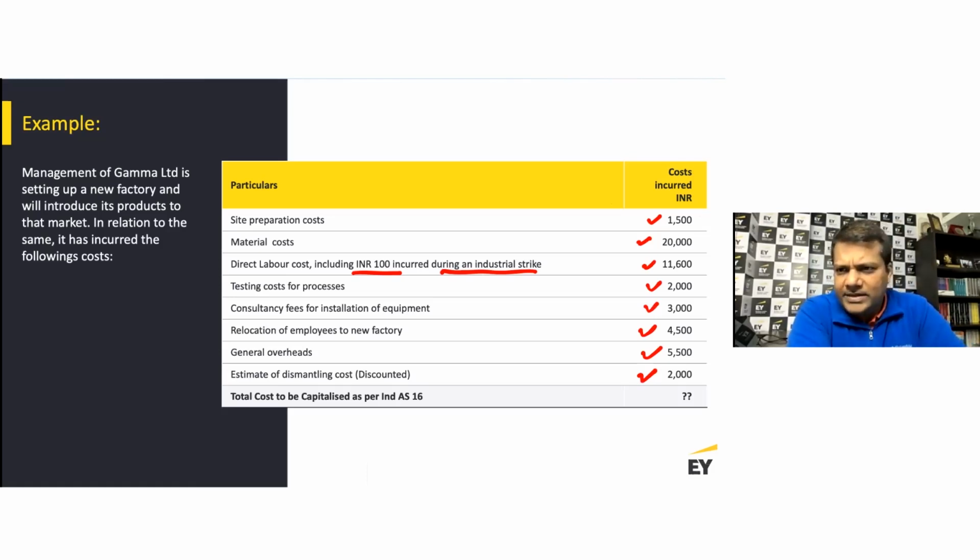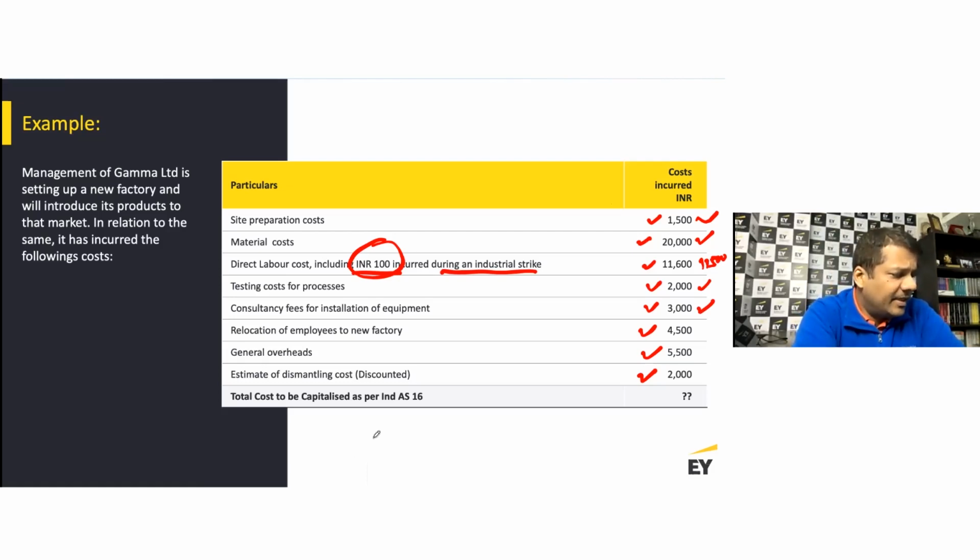What you need to look at here is what is eligible for capitalization and what is not. That's the important thing. Site preparation is clearly eligible. Now this 100 is what is important. Not the entire labor amount, so it has to be minus 100, and 11,500 is eligible for capitalization. Testing cost, yes, we need to do it. Consultancy fees, yes, you have to pay for advisory and that's incremental. Relocation of employees.